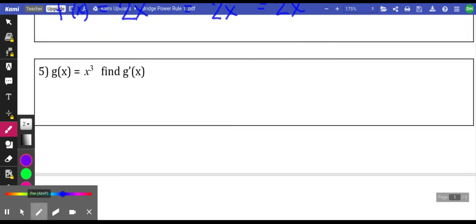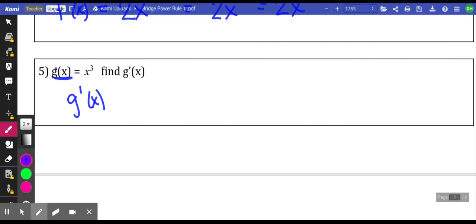Number 5, if I have x cubed, so g prime of x, so I want to derive both sides. If I see g of x, then the derivative of g becomes g prime of x. Power rule says take that exponent, bring it down, and then subtract 1. You don't have to put the minus 1. Hopefully you can do that in your head. If you need to put the minus 1, go ahead. But 3 minus 1 is 2. So 3x squared.